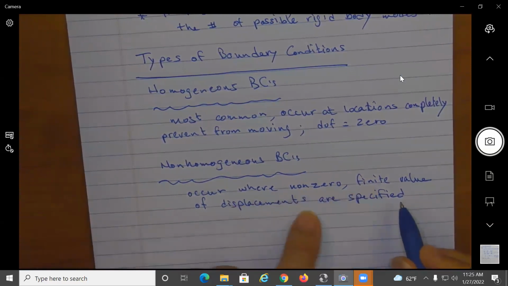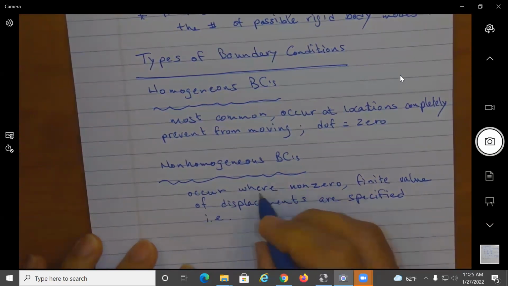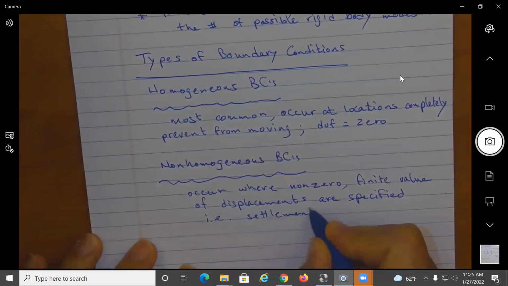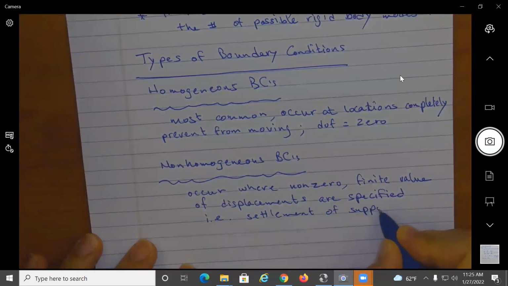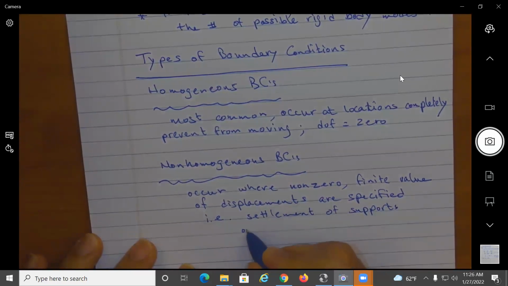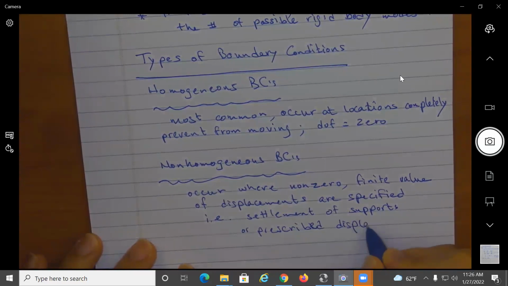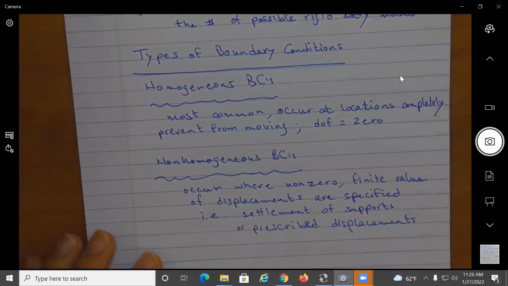Usually when I have a specified value, this could be as in settlement of support or prescribed displacements. Would that be for something like a rubber or something that's moving? It doesn't have to be a rubber. Sometimes, for example, there is a clearance between the supports and the element, and you know how much the element is expected to go when loaded.